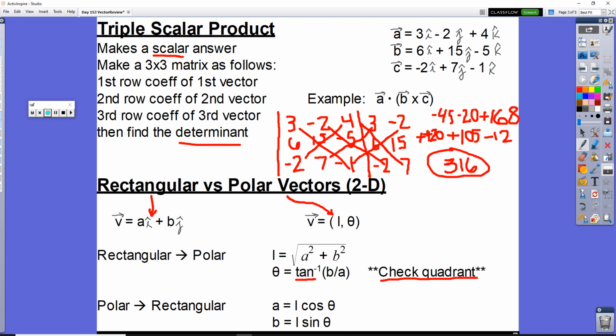Now, if you're coming back in the other direction from polar back to rectangular, it's a lot easier. There's no worries about trying to do inverse trig. Your A component, which is in the x direction, is going to be your magnitude times the cosine of the angle, and your B component, which is in the y direction, is your magnitude times the sine of the angle. So let's practice on a few examples of this, and then you'll be ready for the practice.